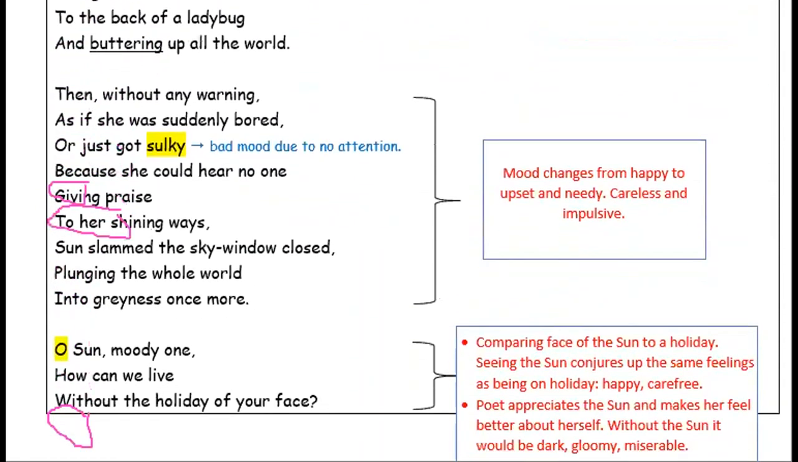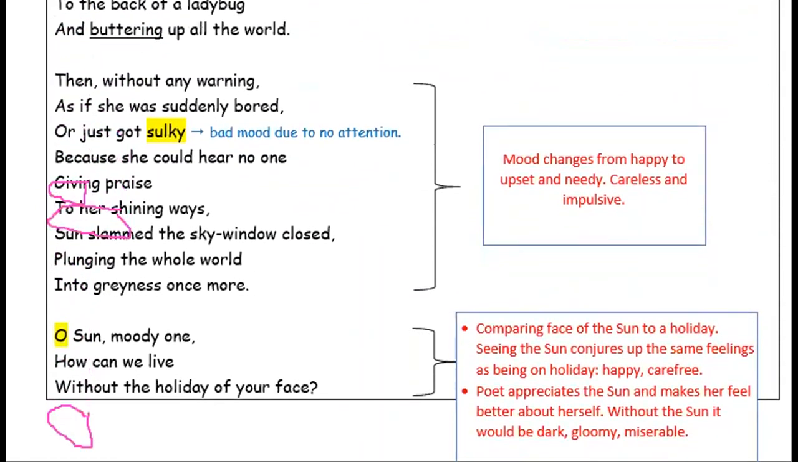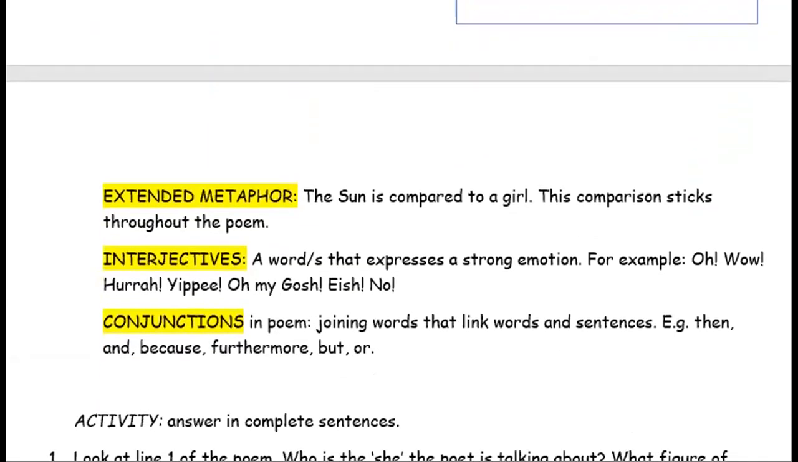Okay, let's move on to the last two stanzas. Then is a conjunction, as is a conjunction, or is a conjunction, because. Okay, that's about it. All right, let's move on.